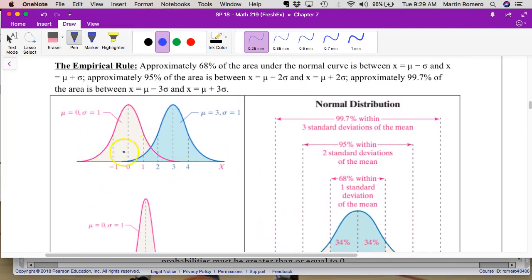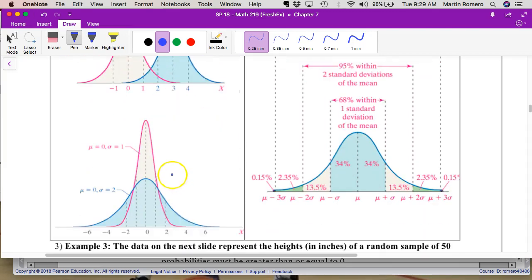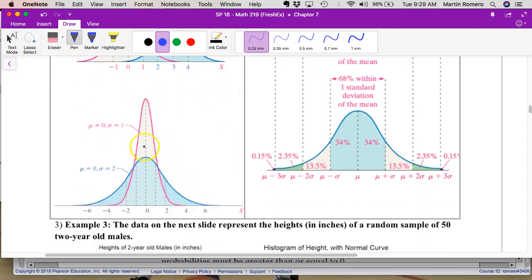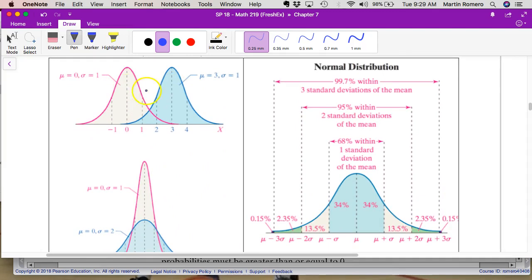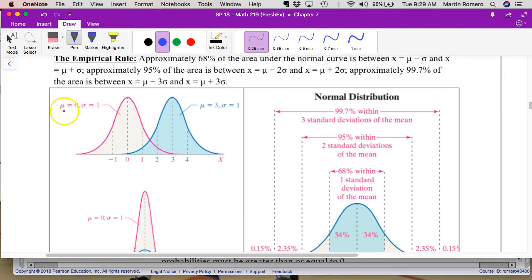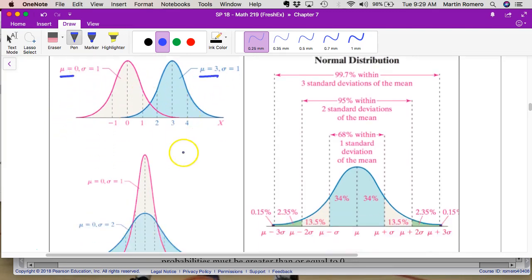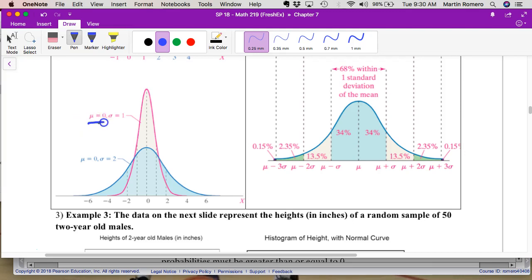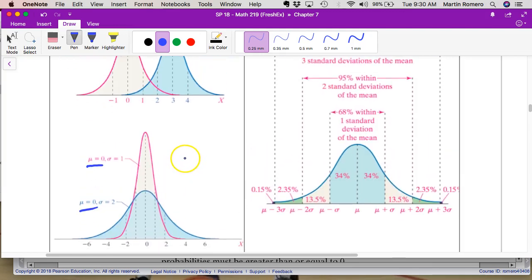Here's an example of 2 curves that have different means but the same standard deviations. You can see the spreads are the same. And here are 2 curves that have different means but the same standard deviation here. So you can see the means are not equal, but the standard deviations are. Shapes are identical. The means are equal here, but the standard deviations are different. One's more spread out. And so we have this information here.